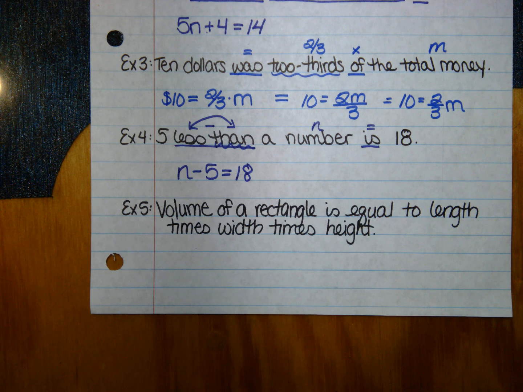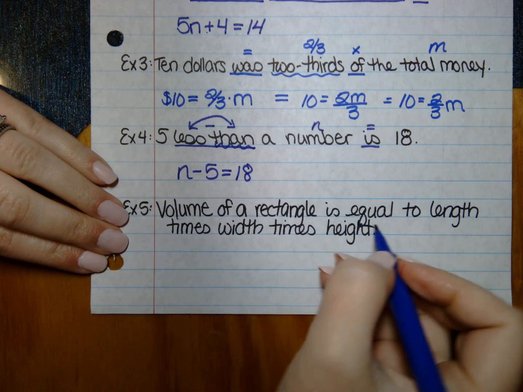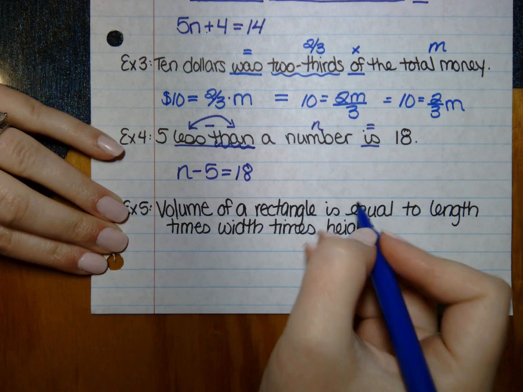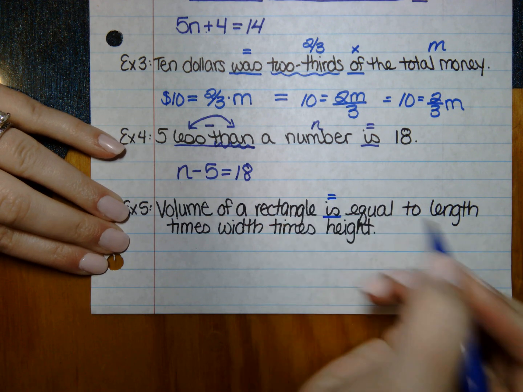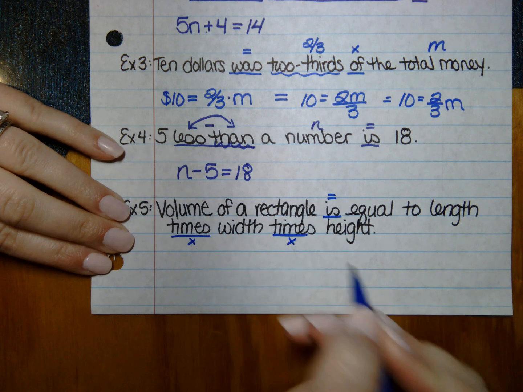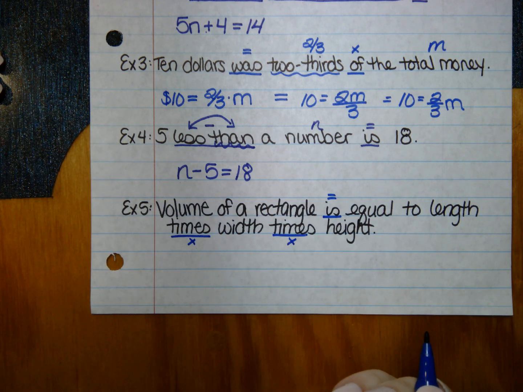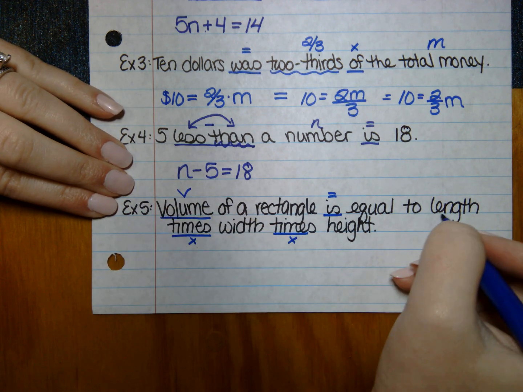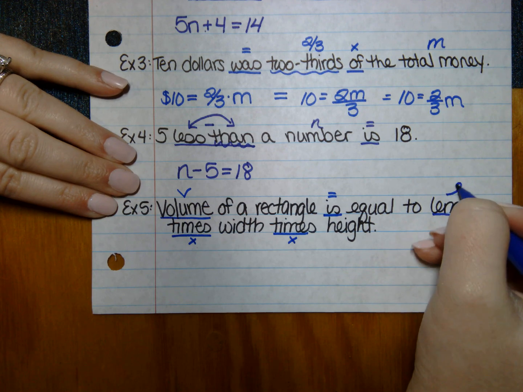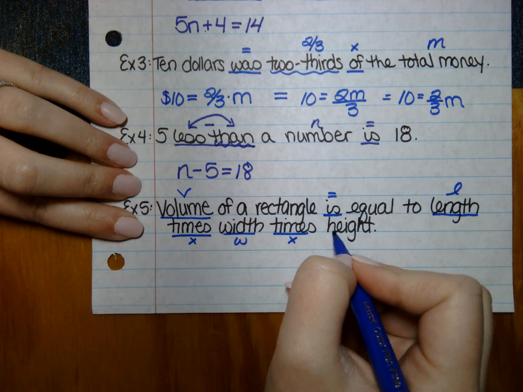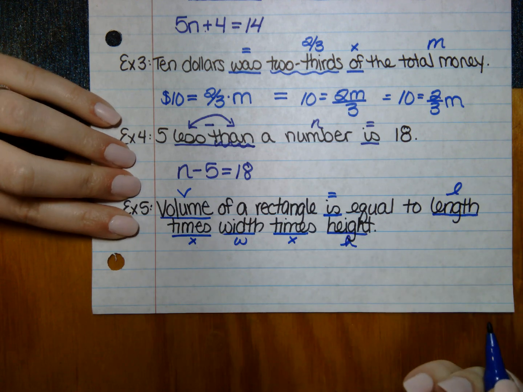And the last example, example 5, says volume of a rectangle is equal to length times width times height. So again, is is my equal sign. I have times is multiply, times is multiply. In this case, I have 4 pieces that I don't know. I don't know my volume, so I'm going to use big V. I don't know my length, so I'm going to use a little l. I don't know my width, so I'm going to use a small w, and I don't know my height, so I'm going to use a little h.